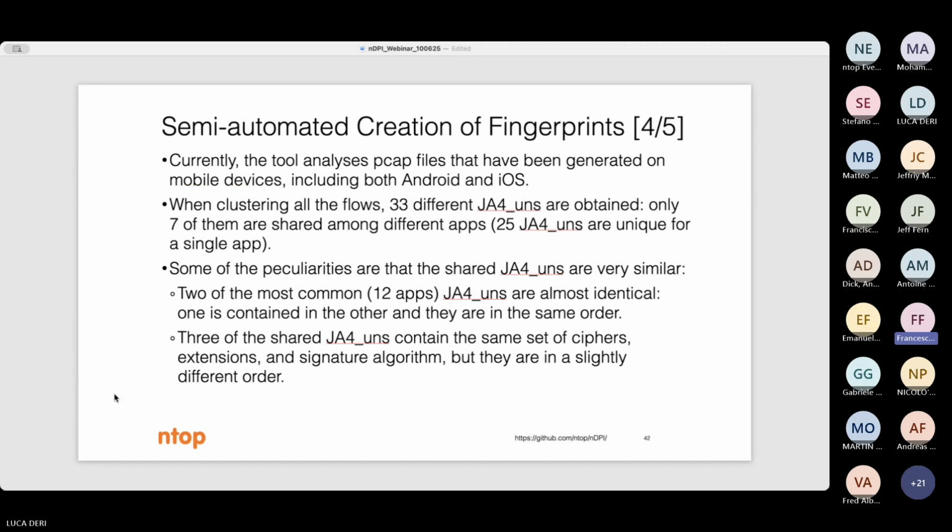Then the current work is only considering pickup files that are generated from mobile devices, and these mobile devices have different versions of Android and iOS systems.